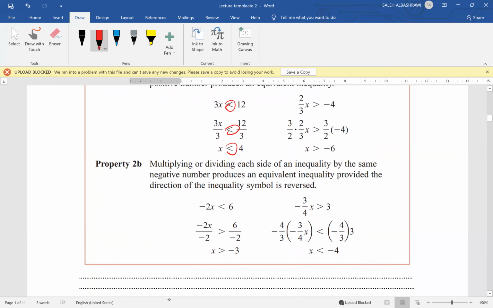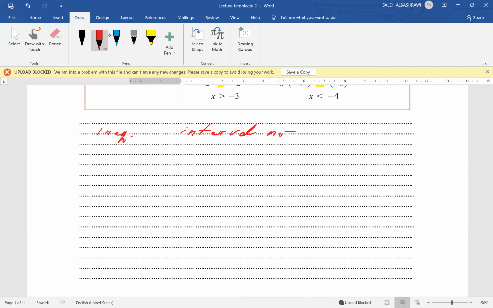Now, to solve the inequalities, we are following the same steps of equations. But before that, let's have some notation for inequalities. We have inequality, and we have interval notation, and we have graph.